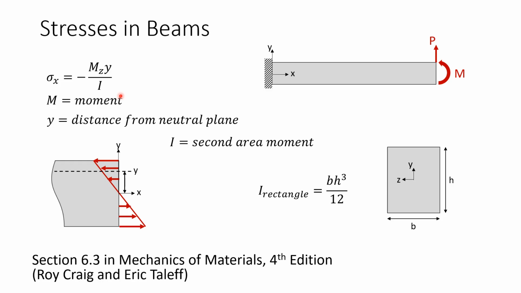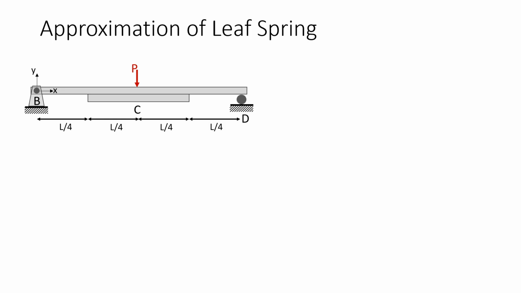The second area moment is a geometric property of the beam cross-section, and for a rectangle, the second area moment is given by the width of the beam times the height of the beam to the exponent 3 divided by 12. Notice that the distance from the neutral plane and the second area moment are both based on the geometry and don't have any terms related to the moment.